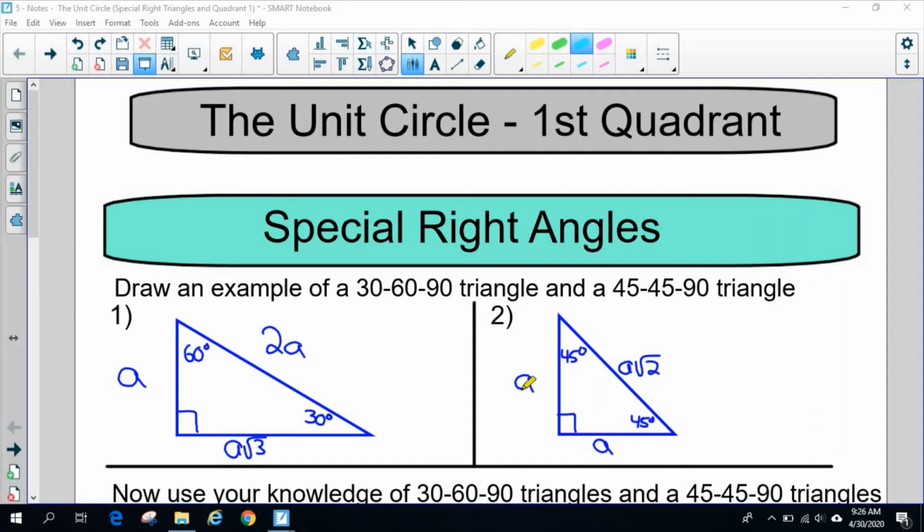In this video, we're going to talk about the first quadrant of the unit circle and how it's constructed from previous material that you've learned in geometry and or trigonometry. So we're going to start with special right triangles. There are two different types.